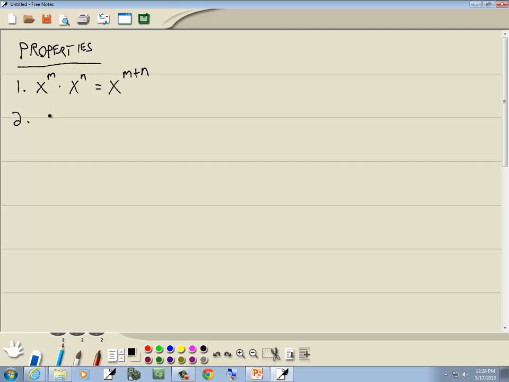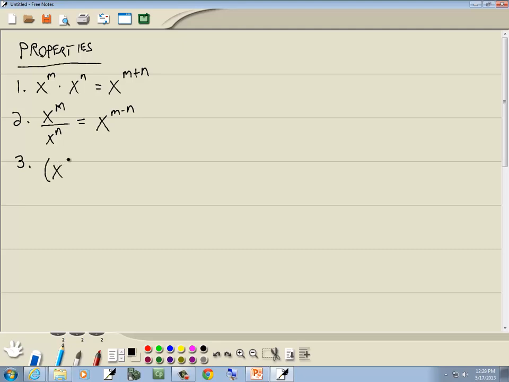Now if you have x to the m power over x to the n power. Well, multiplication becomes addition like that, and division becomes subtraction. So this would be x to the m minus n. Now there's an easier way of thinking of this type, which we'll see.